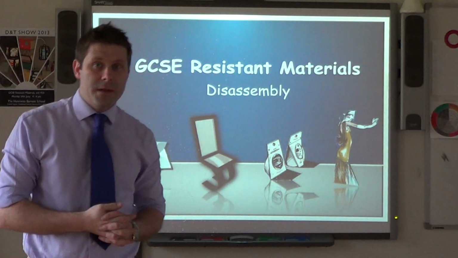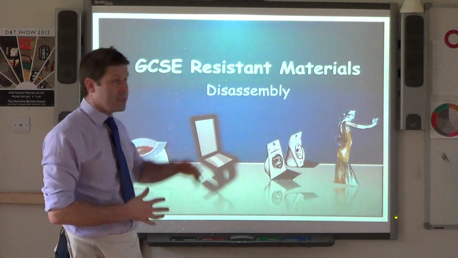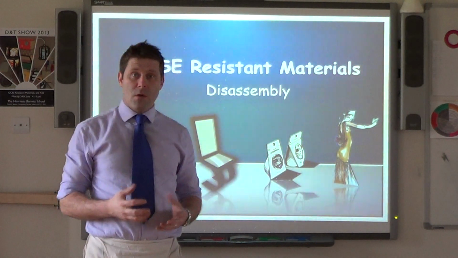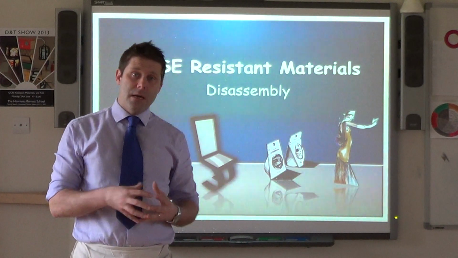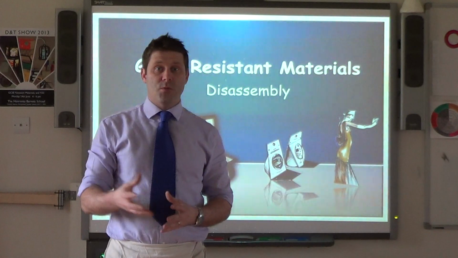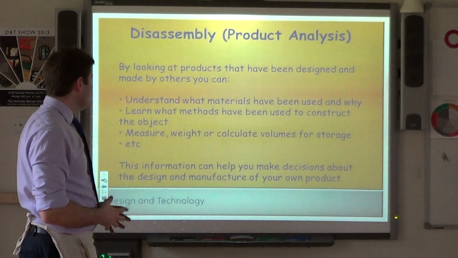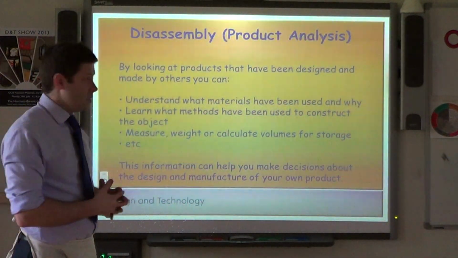Okay, so in Criterion 1, one of the most important pieces of research you're going to do is the product analysis or the disassembly, and that's where you look at a range of products in detail to understand how they've been made, what materials have been used, etc., so that you can learn from those products to help with the development of your own product. Okay. So disassembly or product analysis.